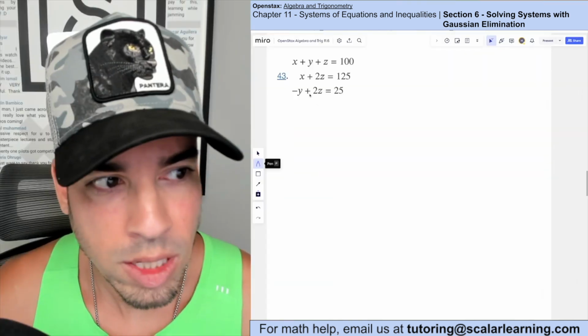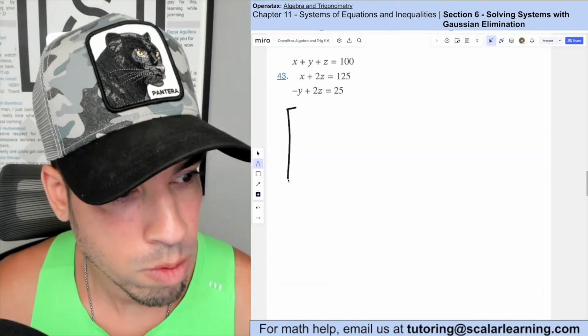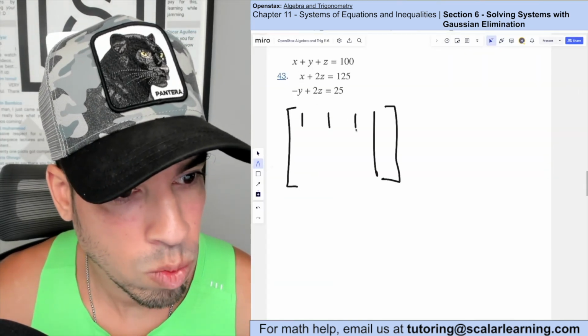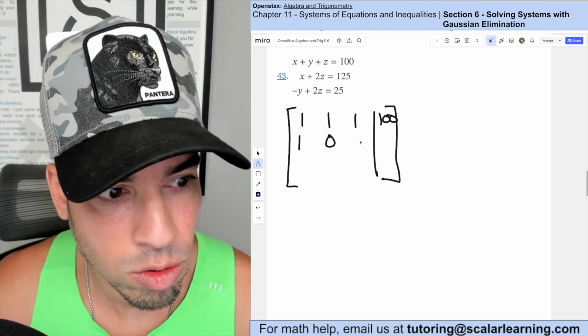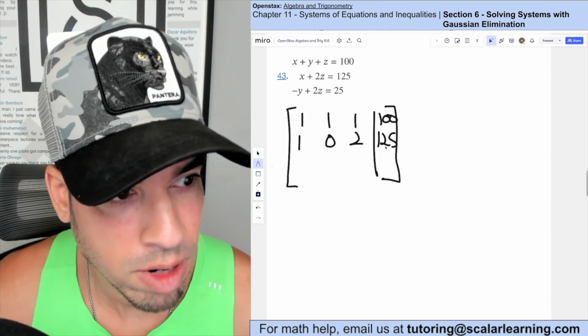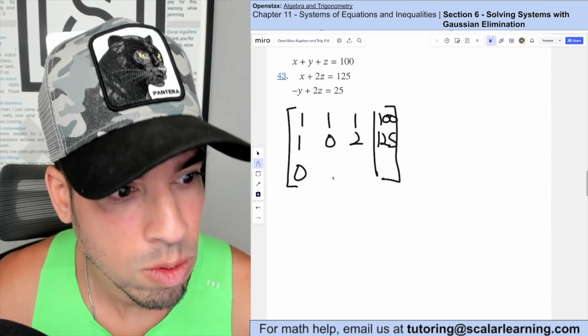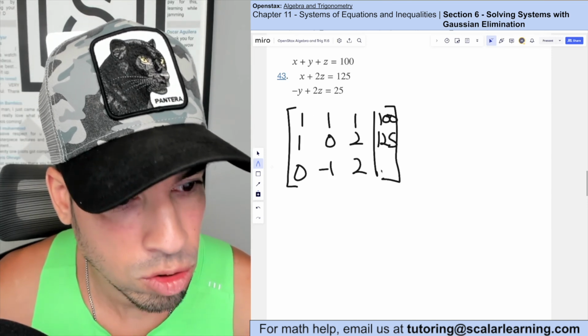Done. For this one, let's start by putting it into matrix format. So we got 1, 1, 1, 100, then we got 1, y is 0, z is 2, and then 125, and then the coefficients here, x is 0, y is -1, z is 2, and 25.